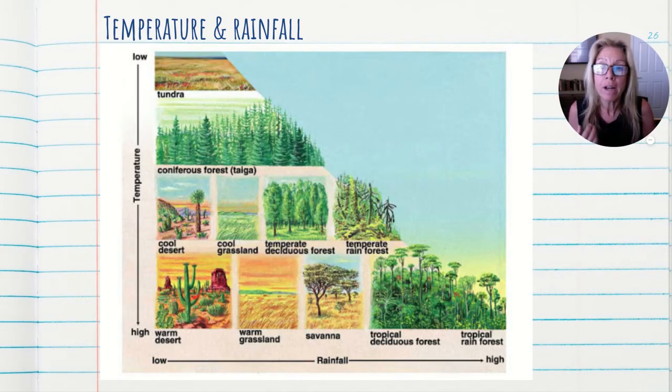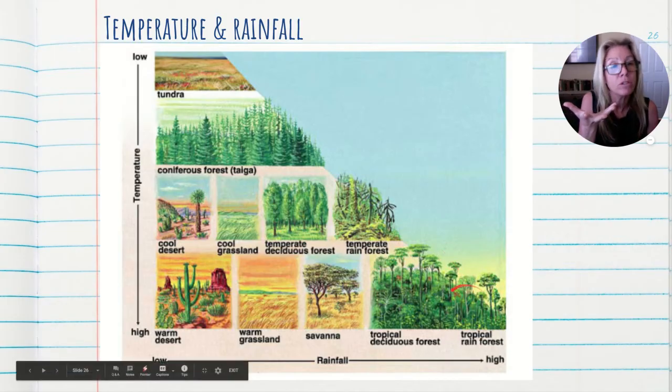Now, another issue is the type of tree you're going to have based on the temperature. Here in a coniferous forest, when you have rainfall, you're going to have snow, and that snow could break those branches. That's why you see those needle-like leaves. And that's typical of a coniferous forest, whereas you have more broad leaves taking advantage of all that direct sunlight here in the tropical rainforest.